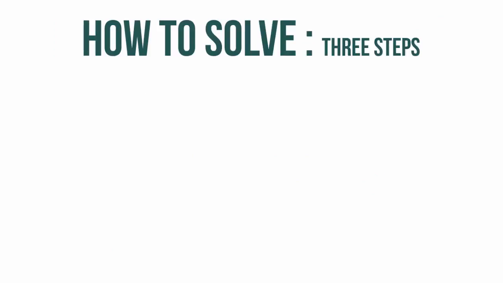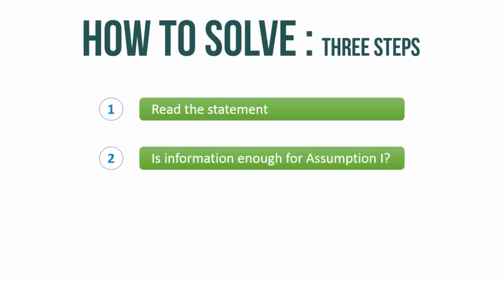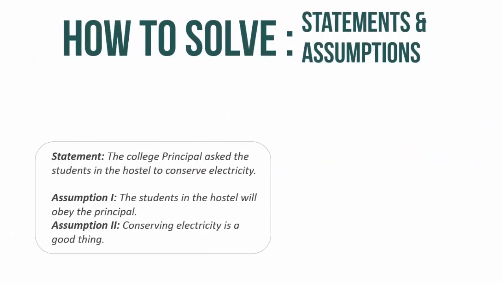Let's look at how to approach and solve this kind of problem. The first step, as always, is to read the statement carefully. The second step is to read assumption 1 and see whether the information in the statement is enough for you to make this assumption with certainty. Similarly, do the same for the second assumption. Let's understand this with the help of an example.